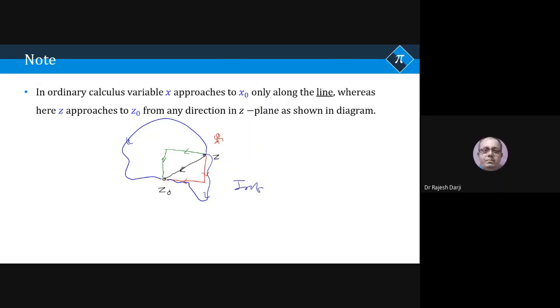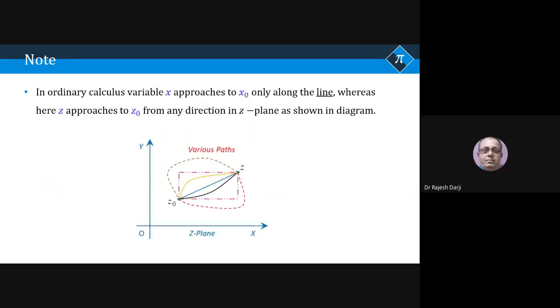Infinite possibilities. Look at this. This is the difference. In the real number system there are only two possibilities, either left hand side or right hand side. But in complex, when you say z approaches z0, there are infinitely many possibilities. So you can see these are the various paths. That is why I explained this is z, and you can move in any number of ways.